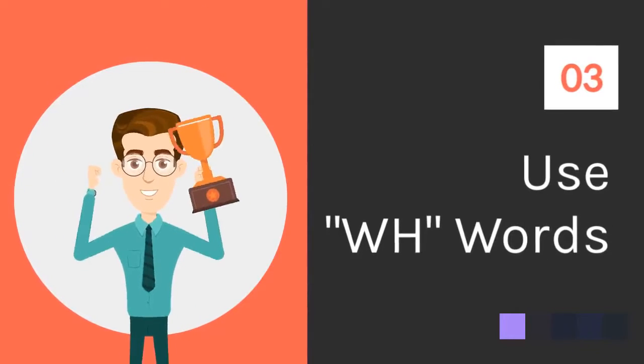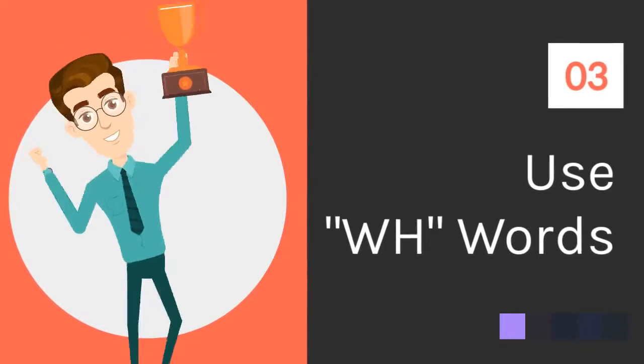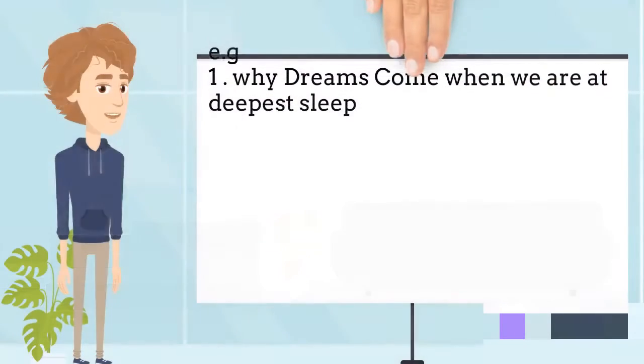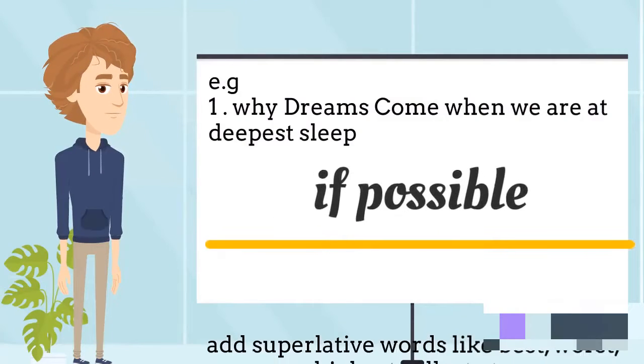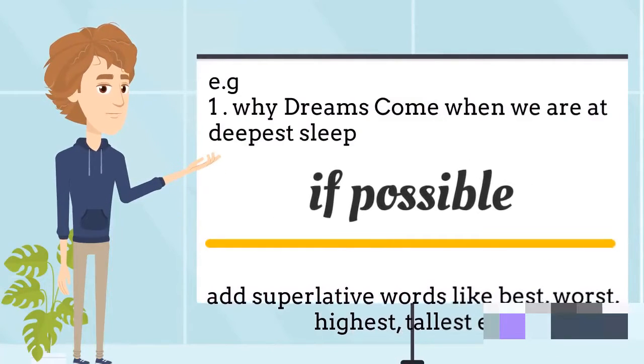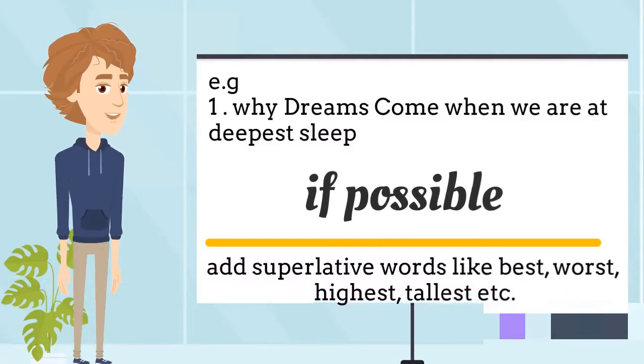Number 3. Use WH words like which, when, why. For example, why dreams come when we are at the deepest sleep. If possible, add some superlative words like best, worst, highest, etc.